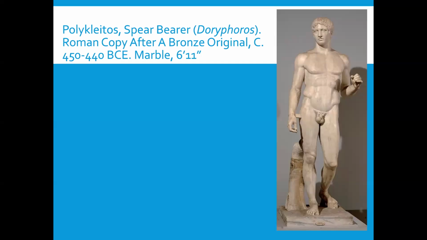Again, he's imposing order on human movement to perfect it and to make it beautiful. It's a harmony of opposites. We have a relaxed arm on the left side, a relaxed leg on the right, and so on. He also was a warrior, so he would have had a spear, hence the name Spear Bearer.